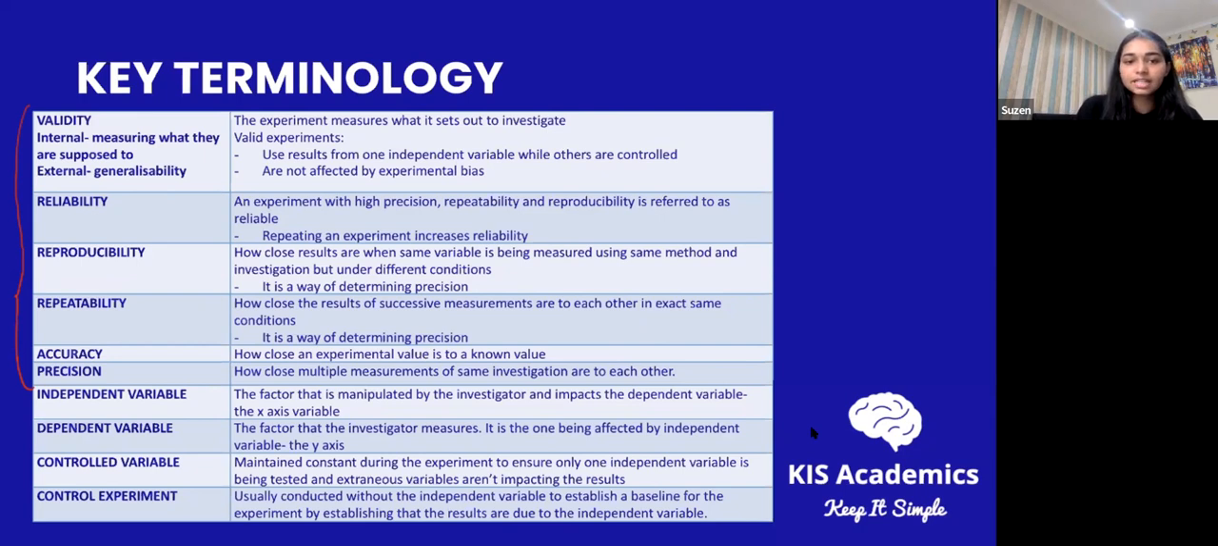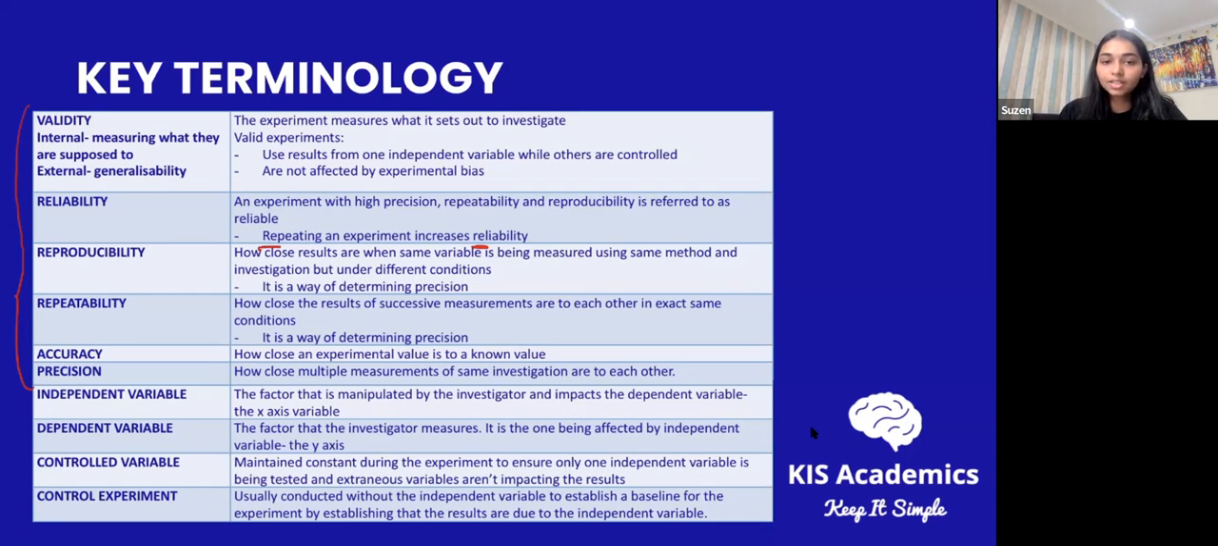Then reliability is pretty much this: an experiment which has high precision, repeatability, and reproducibility is said to be reliable. So you can rely on the results. See, this is what I mean by the interchange. I was going to say the results are valid, but that's why everything is interlinked and it's really hard to pinpoint the exact differences. So something that helped me was that reliability is repeat. Every time you're repeating an experiment, you're increasing its reliability. So yeah, R and R: repeating is reliability.